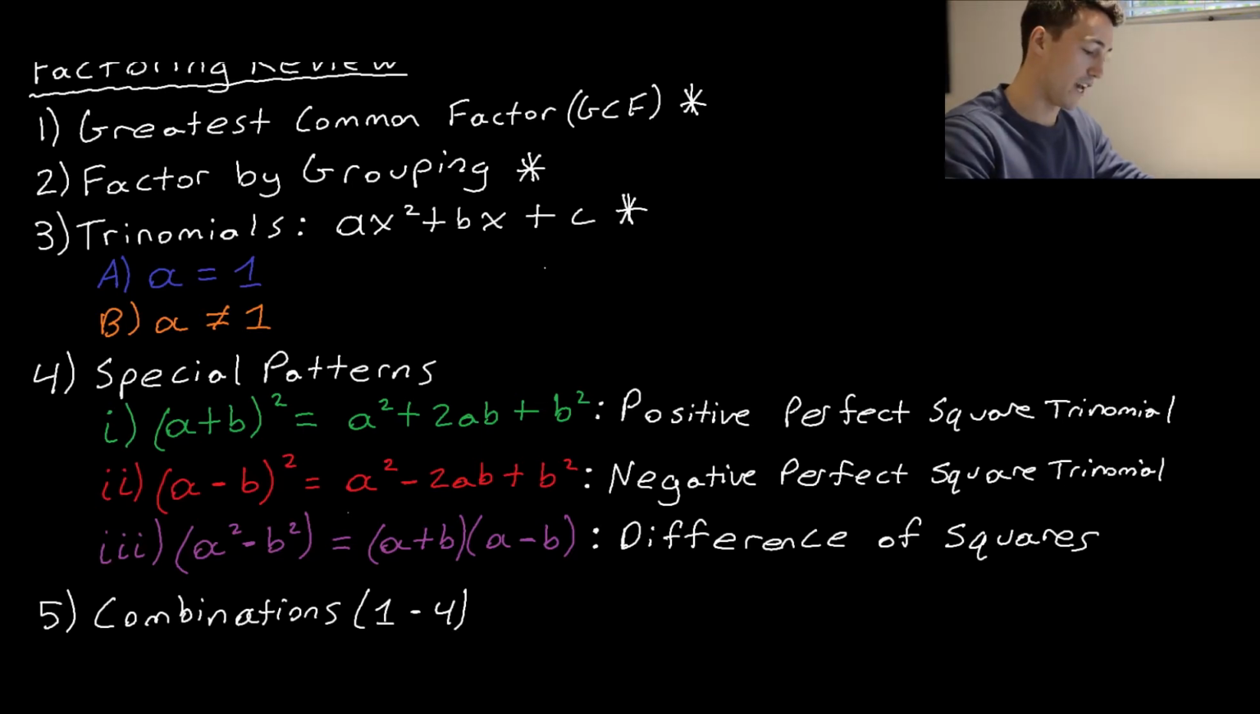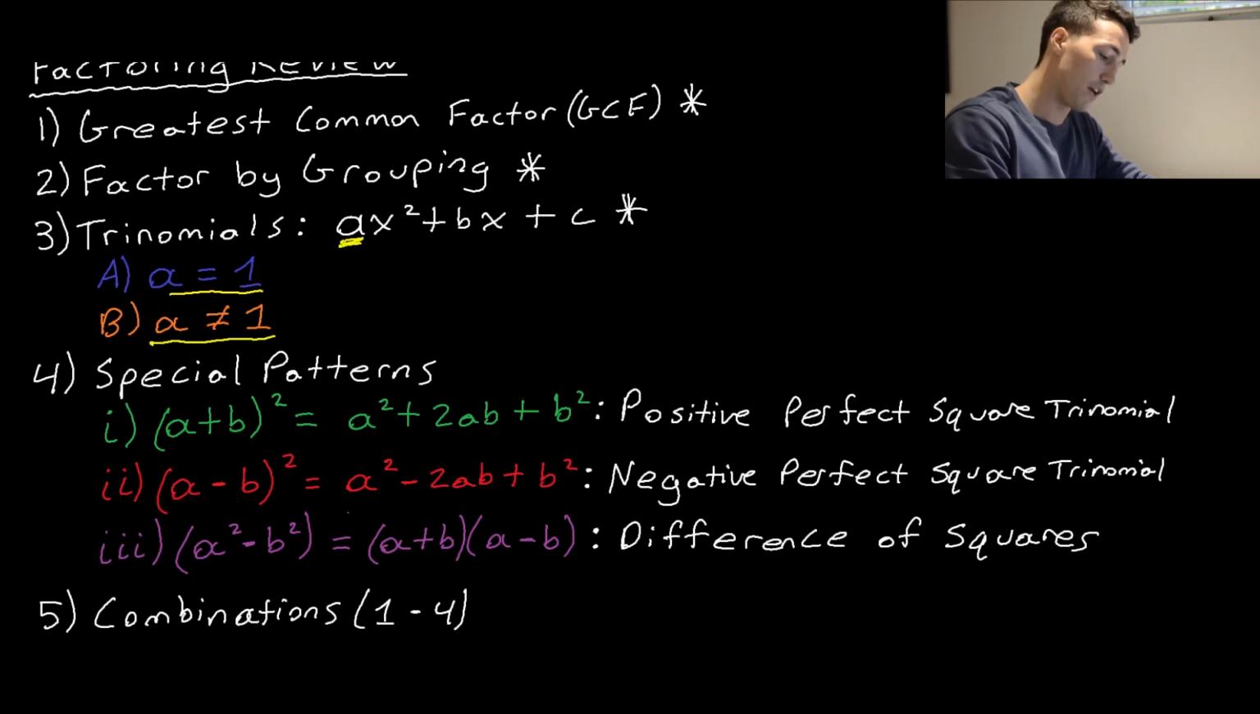And there's kind of two cases for trinomials. One where a is equal to 1. So this case right here, where this a is equal to 1. And another case where a does not equal 1. So again, this a is now not equal to 1. And they're very similar. We just have to do kind of an extra step for the case where it's not equal to 1. And then we're going to go over special patterns.